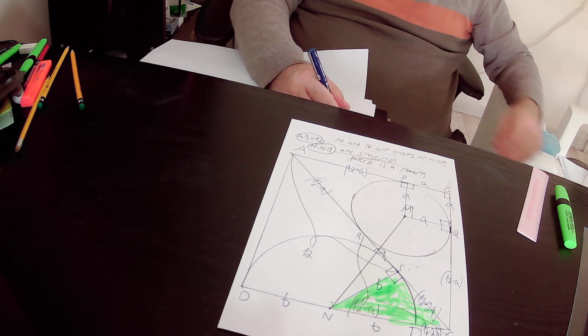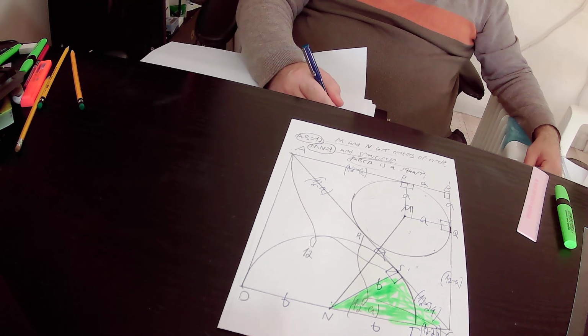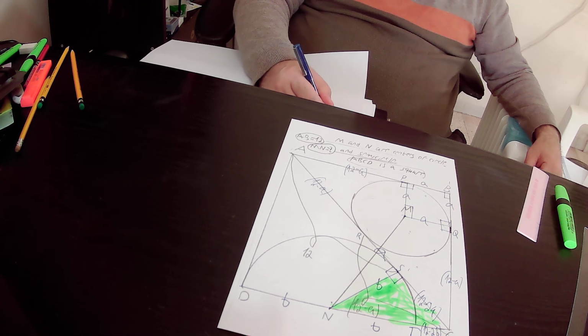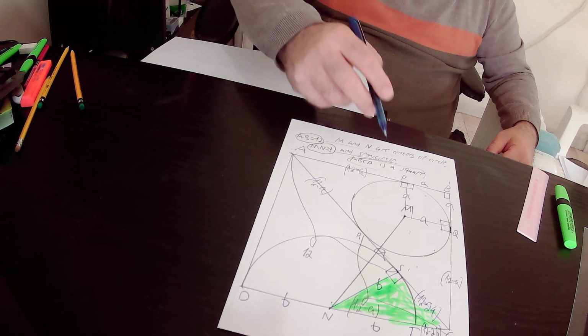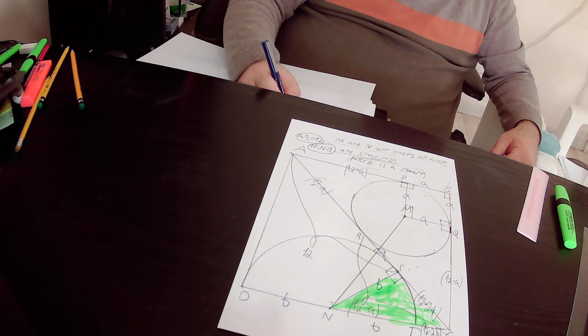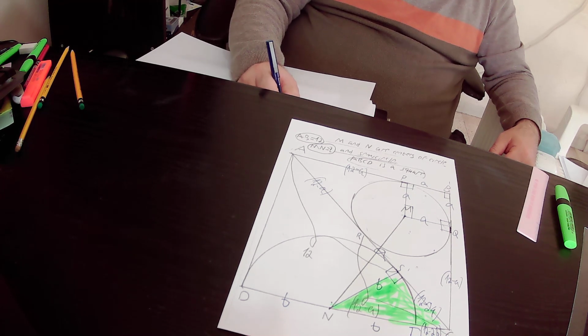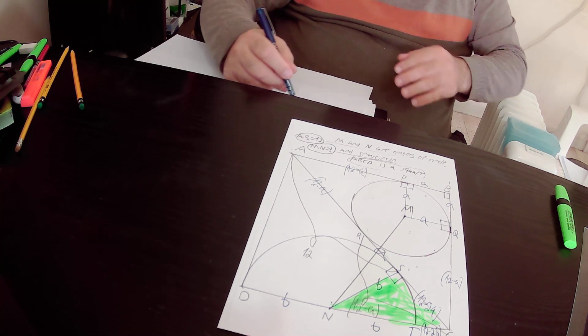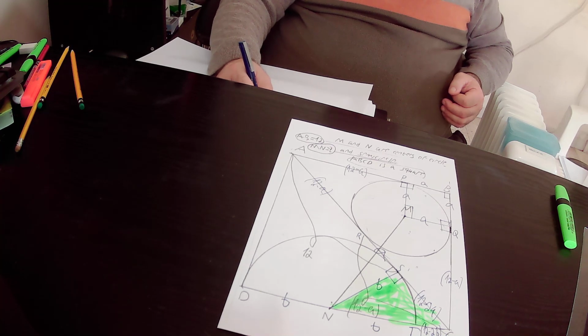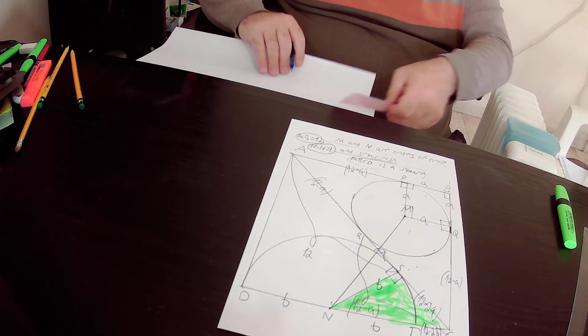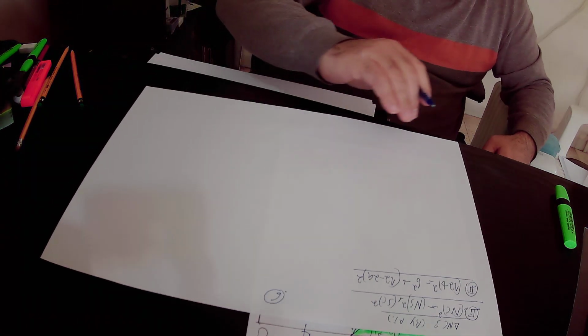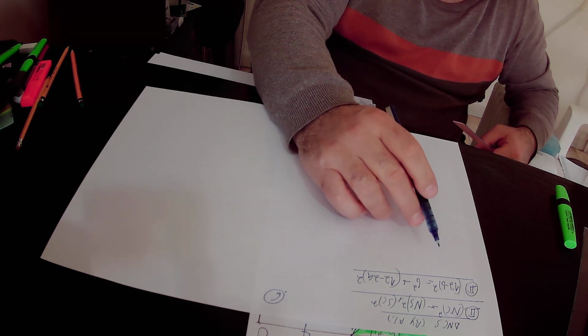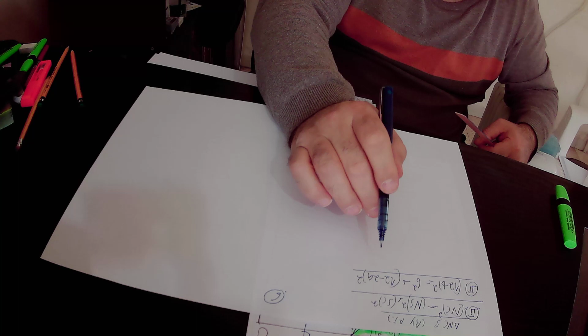So, we have already found out that NC is equal to 12 minus b, so NC squared will be equal to (12 minus b) squared, and it equals NS squared. NS equals b, so NS squared will be equal to b squared, plus SC squared. SC equals 12 minus 2a, so SC squared will be equal to (12 minus 2a) squared. So here we found out that (12 minus b) squared equals b squared plus (12 minus 2a) squared.